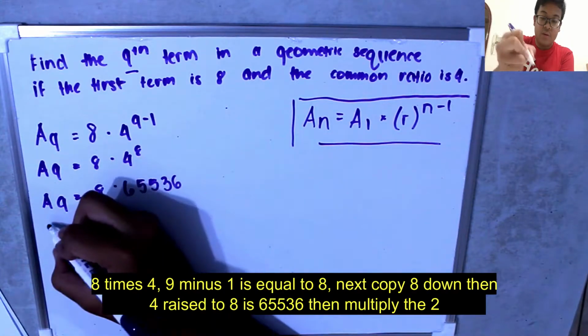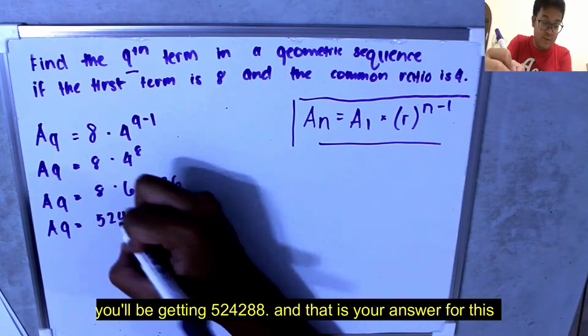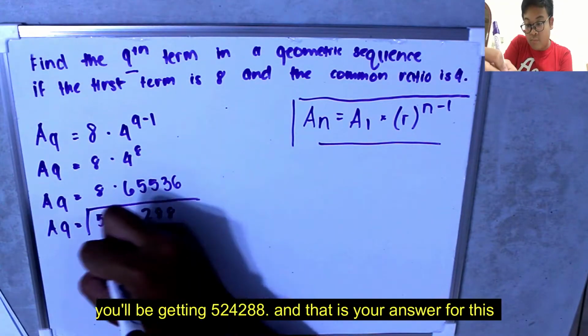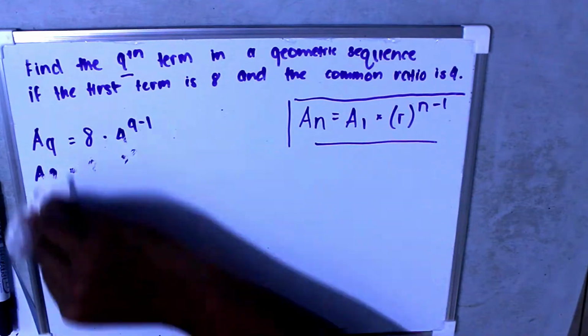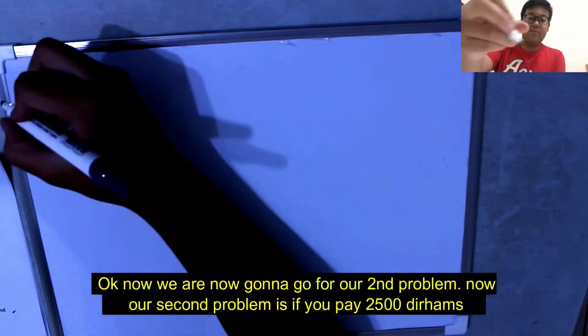Then multiply the 8 by 65,536, and you'll be getting 524,288. And that is your answer for this question. Okay, now we're going to go for a second problem.